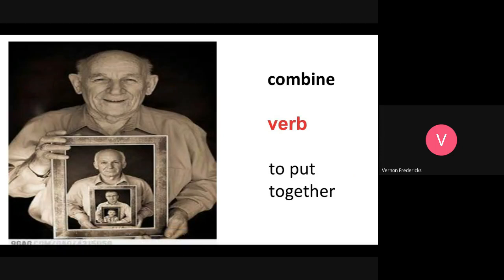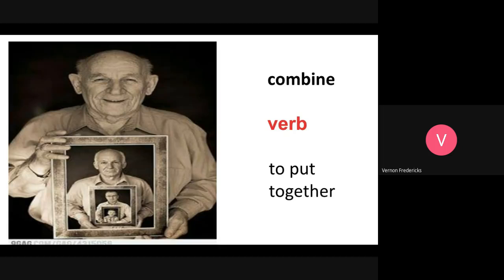The next word is combine. Combine means to put together. For example, I can combine red and blue, and it will give me a different color. I can combine onions and tomatoes and sauce and water and salt and pepper and meat. I combine it all together. I cook it all together and it gives me some food.